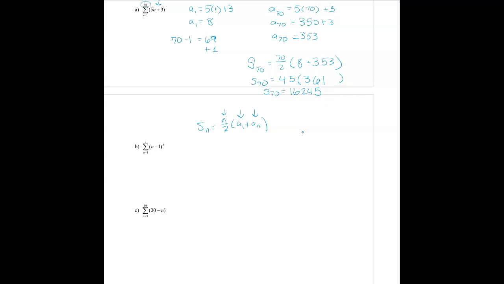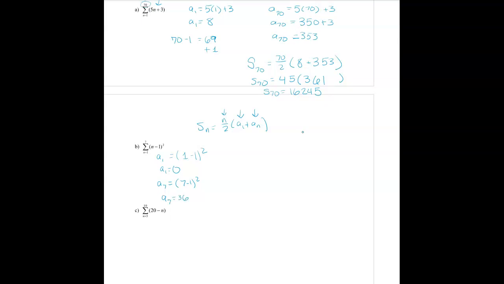So a sub 1 I can figure out by plugging in 1. I would get 1 minus 1 quantity squared. So 1 minus 1 is 0, and 0 squared is still 0. And then for a sub 7, I need to plug in my upper limit to find a sub n, which is 7 minus 1 quantity squared, which is 7 minus 1, which is 6. 6 squared is 36.